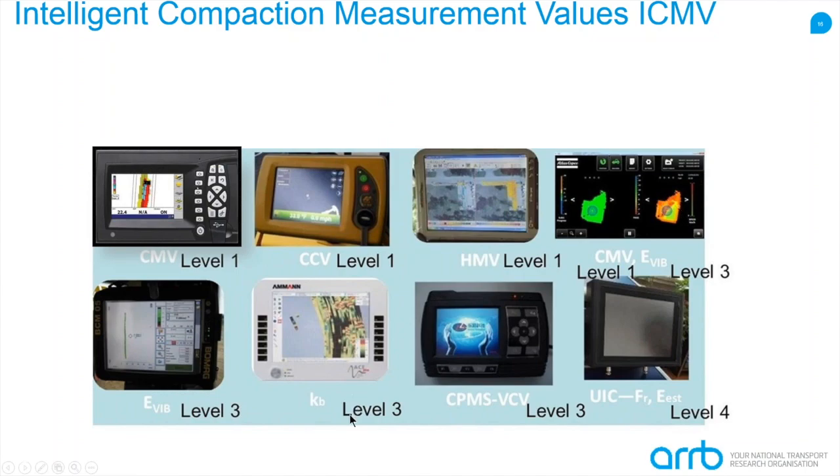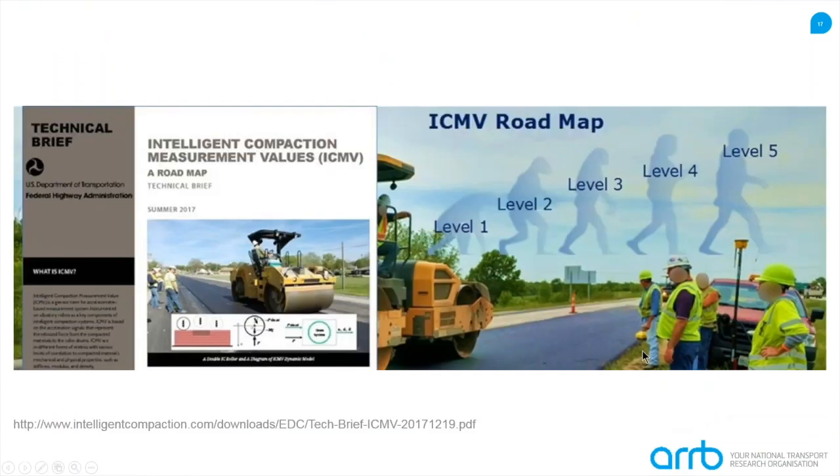And the KB value, also so-called soil stiffness value, from Ammann Case from Switzerland. That's a level 3. And also a Chinese solution called CPMS VCV value. That's a level 3. Then what we're looking for is the next level, level 4 and level 5, which is already in the market or will be in the future.